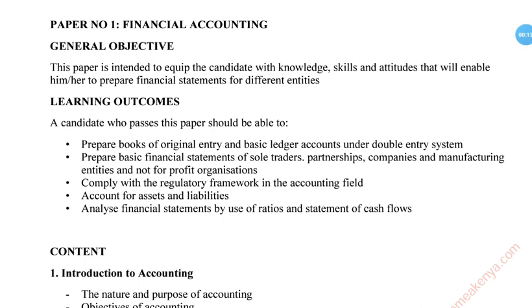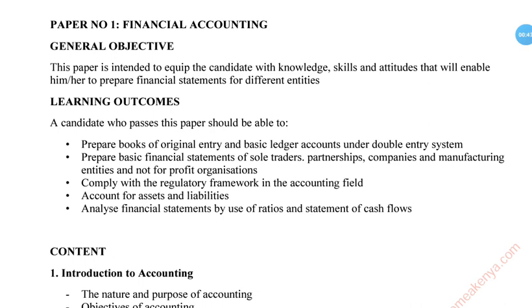We are going to start an overview of financial accounting. Financial accounting in accounting is paper number 1. So I'll give you an overview of what this subject entails. Financial accounting is a paper that is intended to equip a candidate with knowledge, skills, and attitudes that will enable him or her to prepare financial statements for different entities.